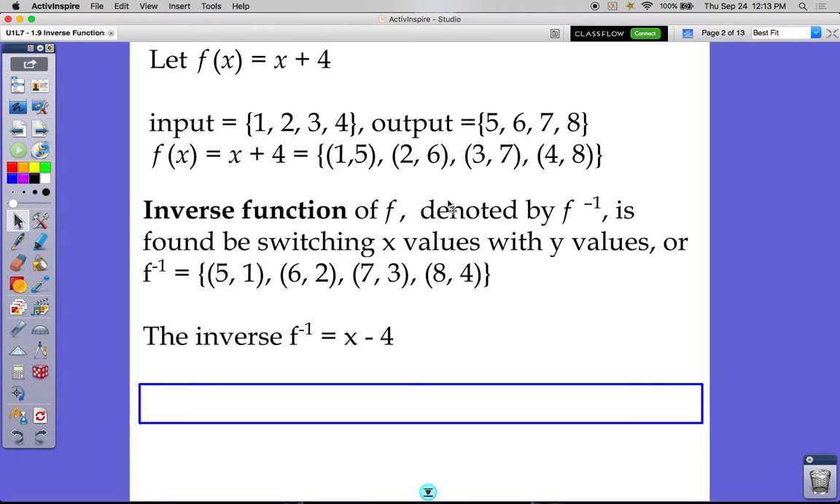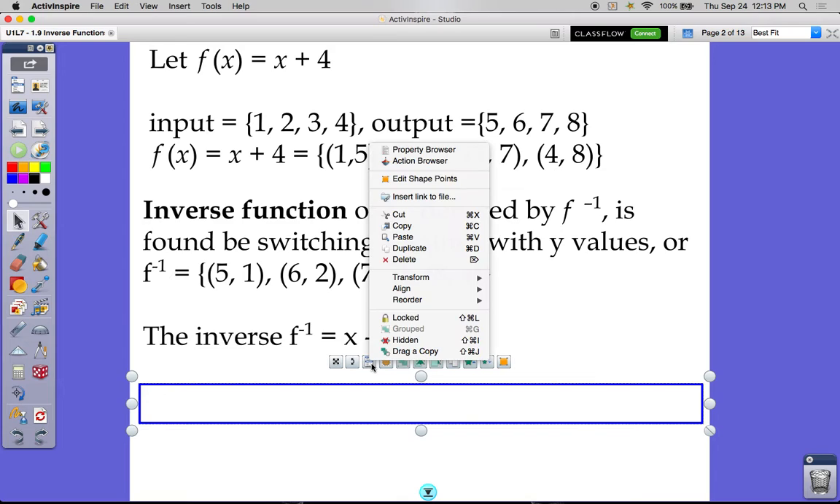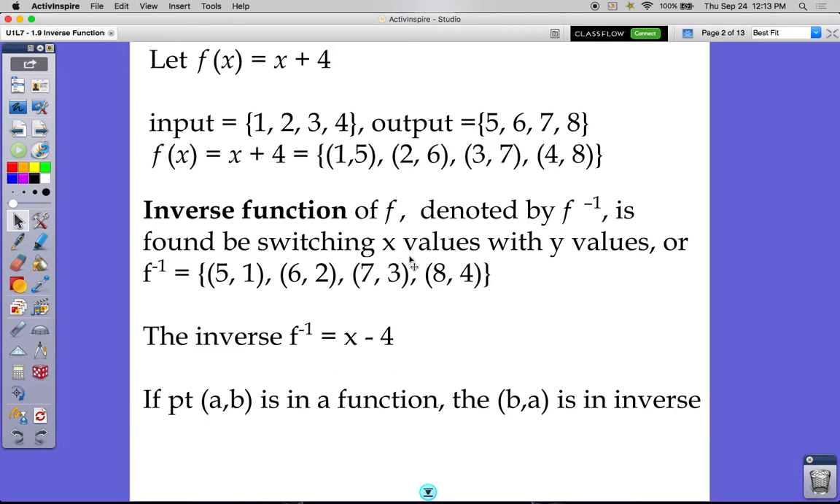That is, if a point is within a function, such as a comma b, or 5 comma 3, or -6 comma 2, it doesn't matter what those points are, then b comma a, the reverse order, switching x's and y's around, would be in the inverse of that same function.